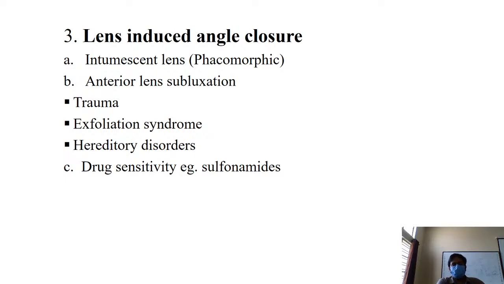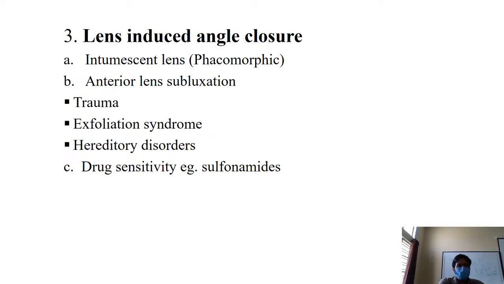Third entity is lens-induced glaucoma. What happens is, because of the swelling of the lens, the iris and angle structures are pushed anteriorly. The iris is pushed anteriorly because of the swelling of the lens, and this will block the angle and trabecular meshwork. That will again lead to glaucoma. That is lens-induced glaucoma, angle closure glaucoma.